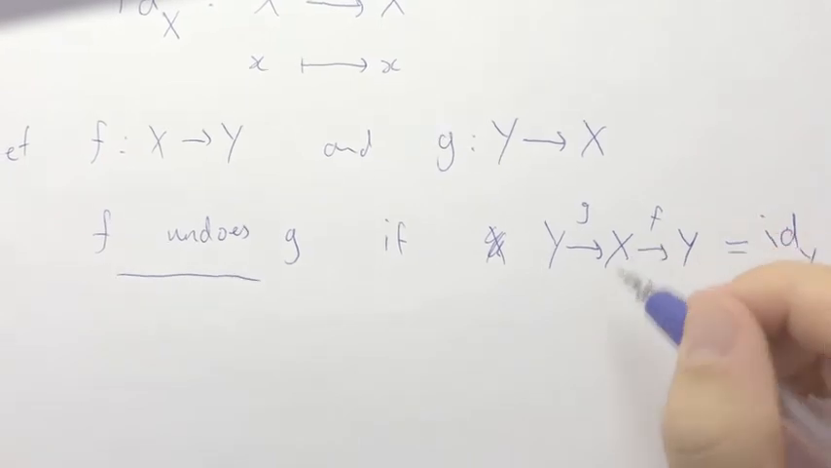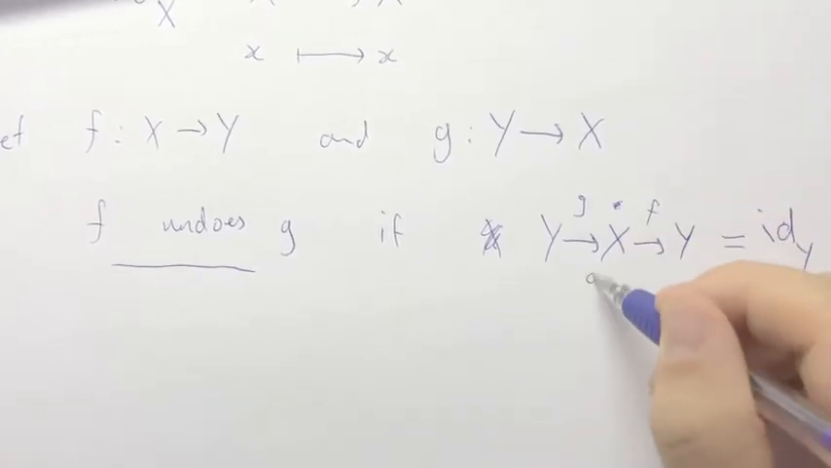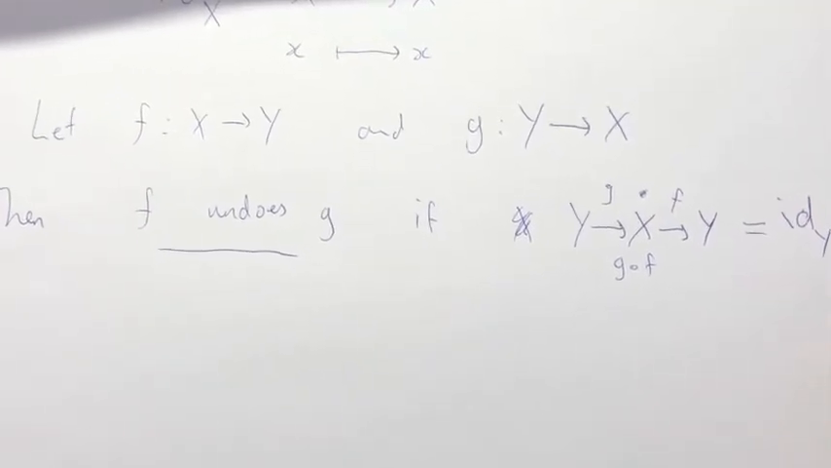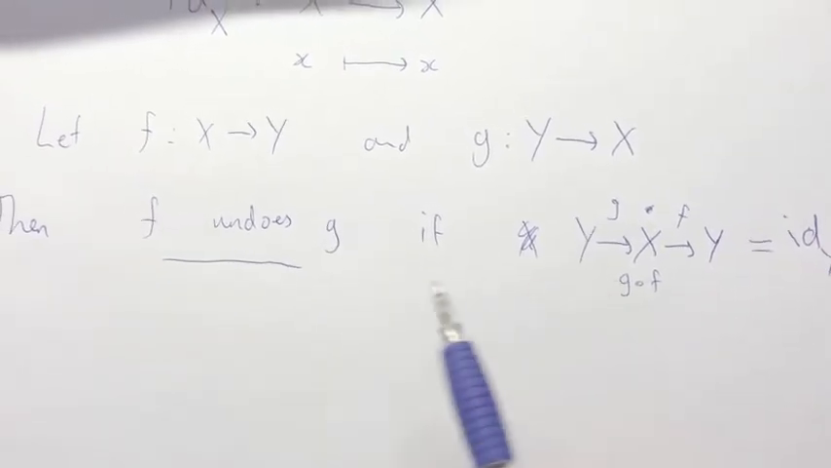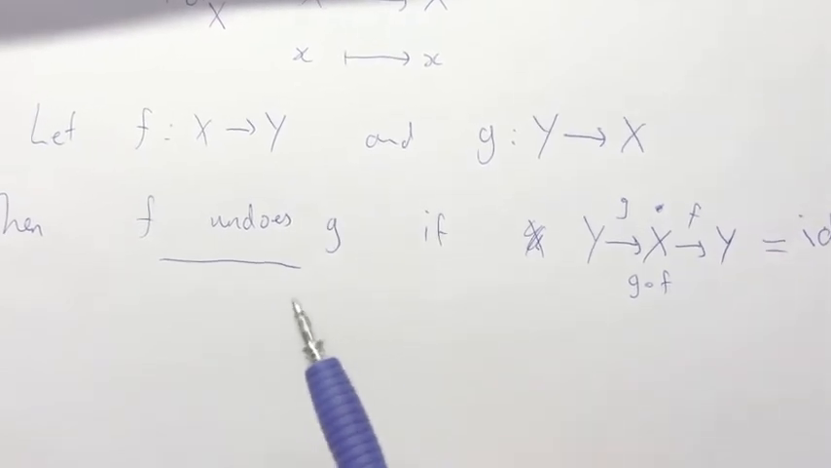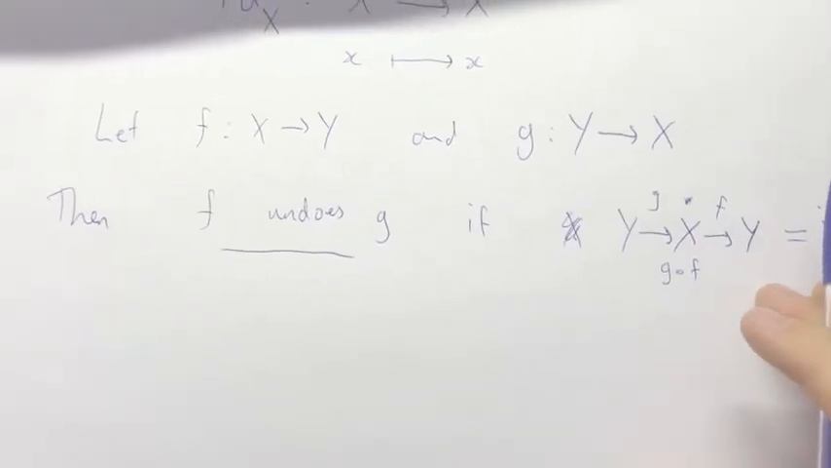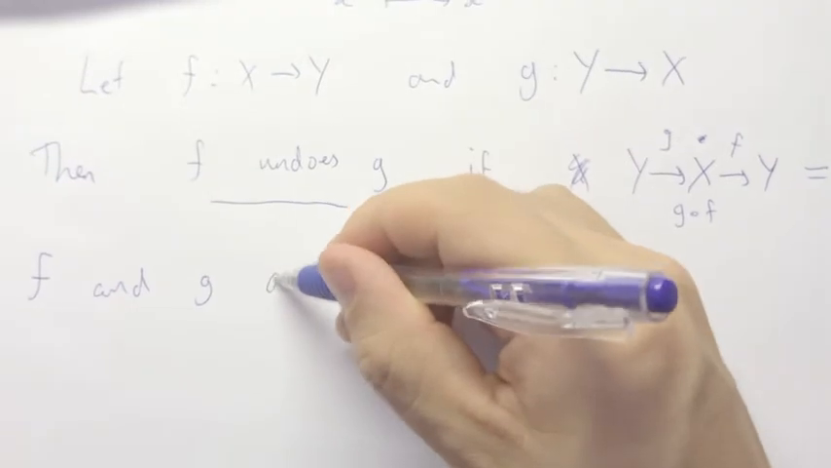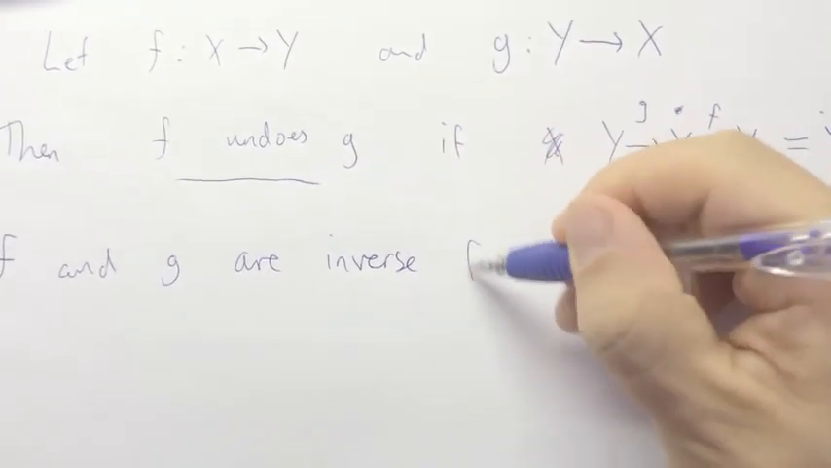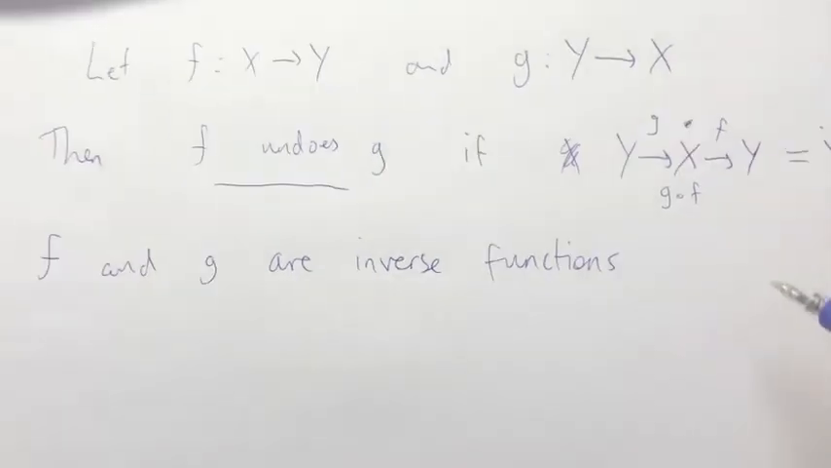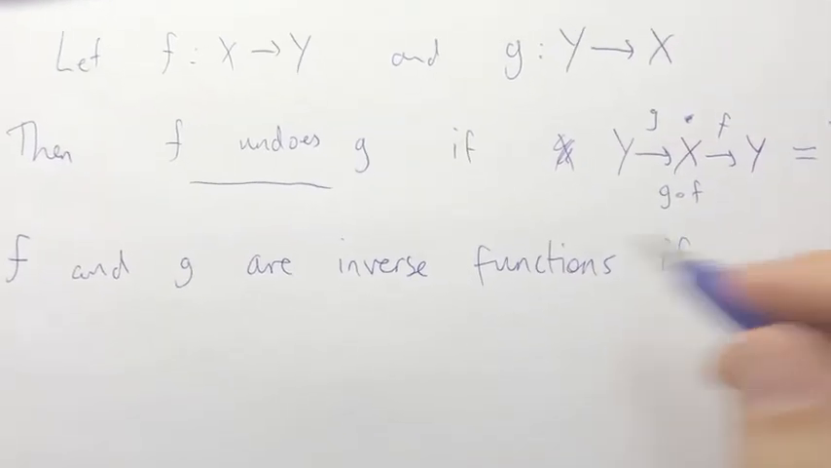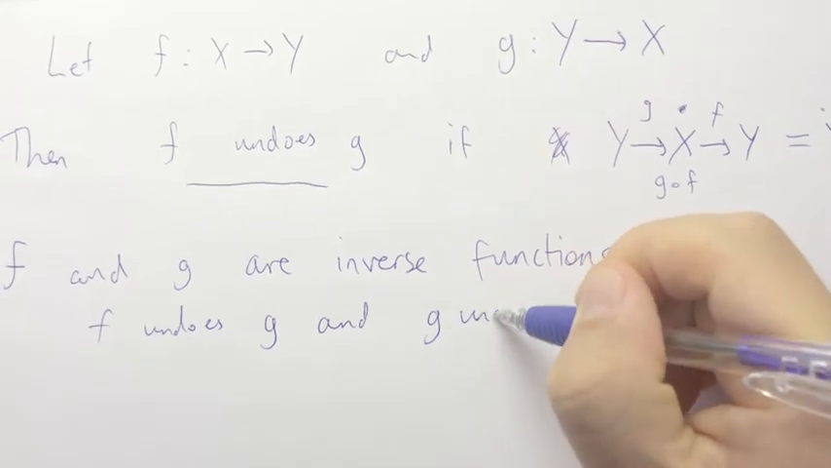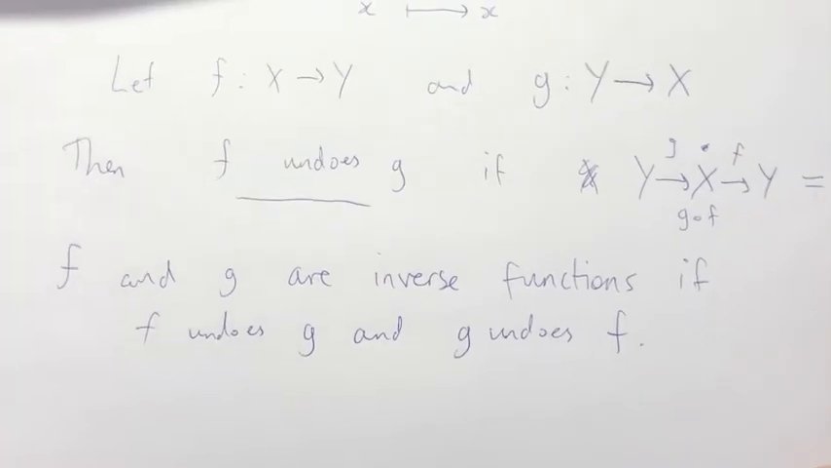Okay, so another way of saying this is f composed with g equals the identity on y. And you can create a symmetric thing for g undoing f. This is f undoing g. Okay, we say f and g are inverse functions if f undoes g and g undoes f.